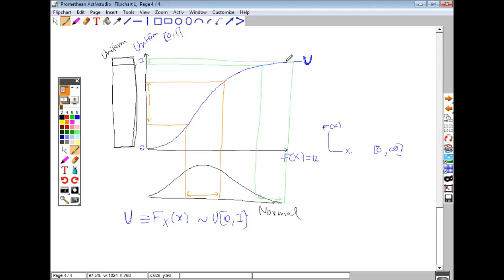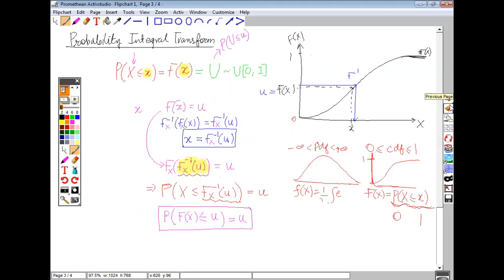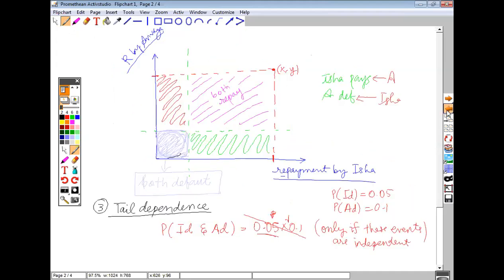So I think that was just about necessary for you to understand before we try to actually understand what a Copula is. But again, coming back to, yes.